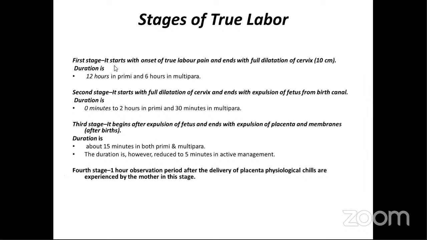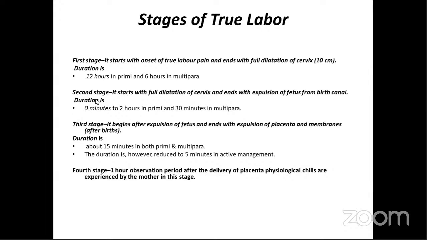The first stage starts with the onset of true labor pains and ends with the full dilatation of the cervix, which is normally 10 centimeters in a term gestation. So this is the first stage of labor. The average duration of the first stage of labor is 12 hours in primi and 6 hours in multipara.